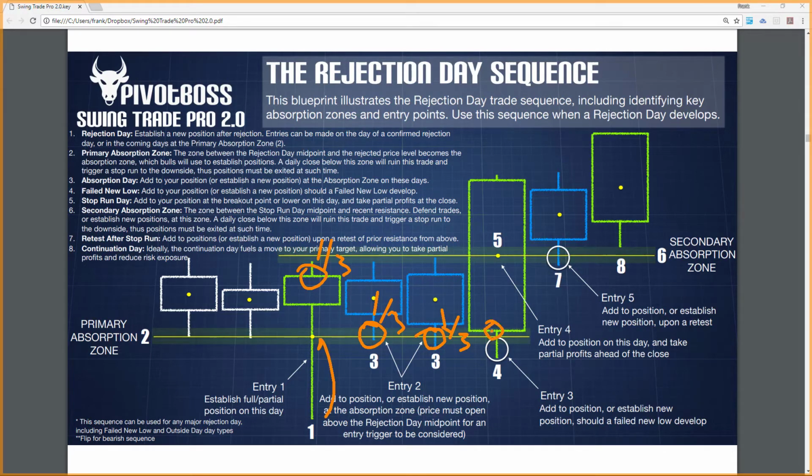If on day 4 price starts to break through this low and we're now trading below the midpoint here and it's the last hour of the day, I don't really have to wait till the end of the day to know that we're probably not going to close back above that mid.